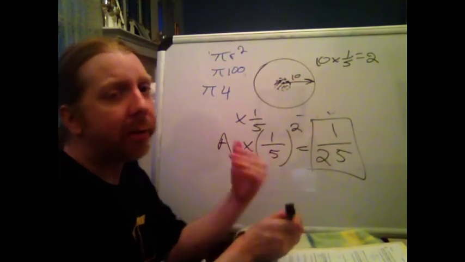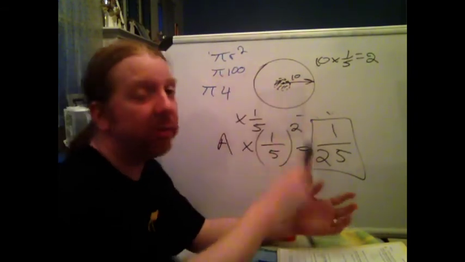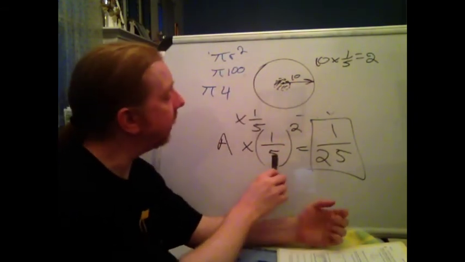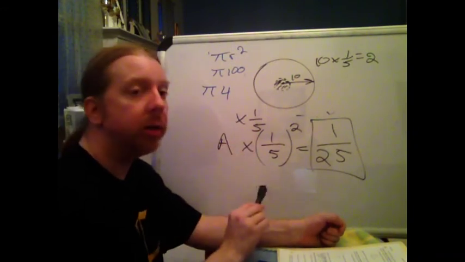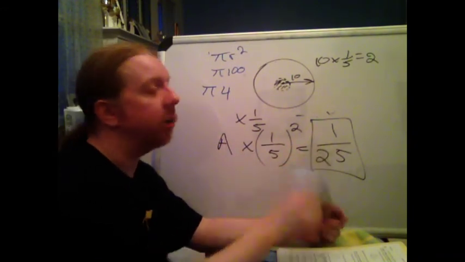So again, I don't actually need to know any of these dimensions. I can use the idea that changing the dimensions of a circle's radius by a factor will change its area by a factor squared.